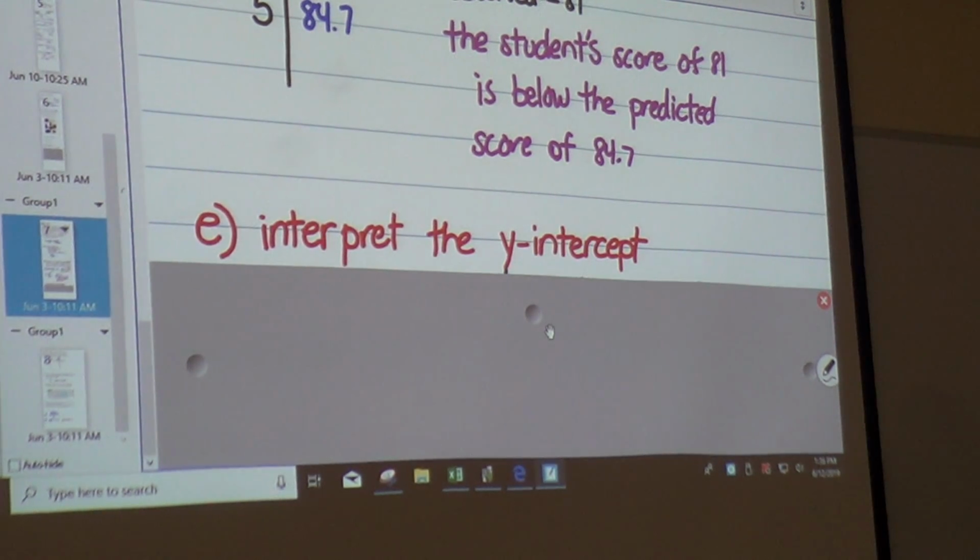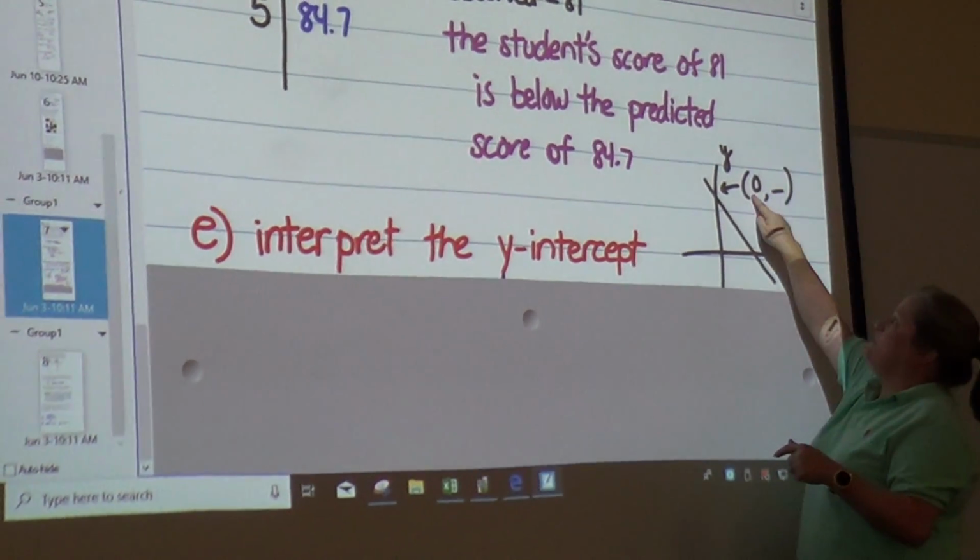Now, I added another question. Interpret the y-intercept. Now, the y-intercept means where does my line cross the y-axis, which means 0, some. Now, we've already talked about 0, some.